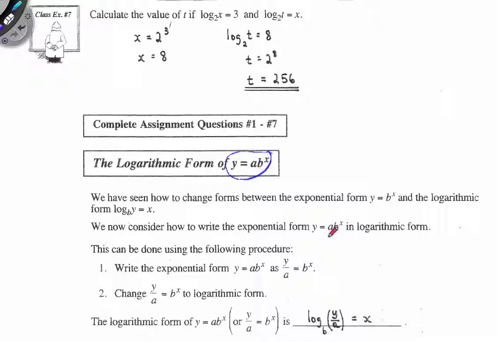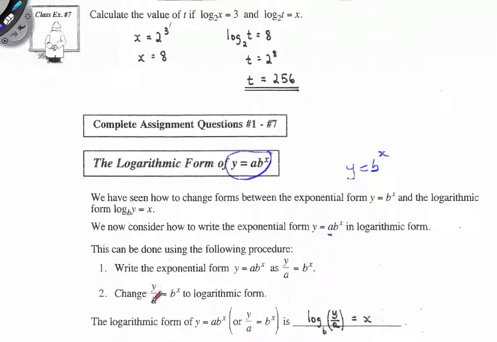So notice the difference is that we have a multiplier out front now, the a value. Before, we were just looking at y equals b to the x. Okay, this can be done using the following procedure. Write the exponential form as, in other words, divide both sides by a. So you have y over a equals b to the x. And we did that in a previous example in this lesson, probably example 5 or 6.